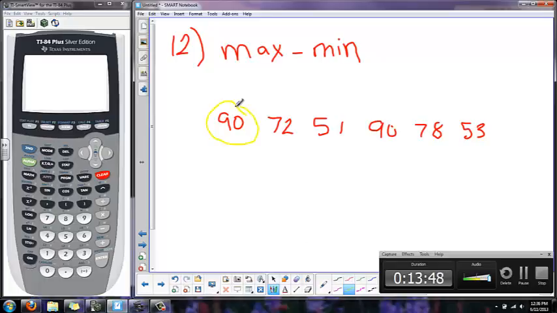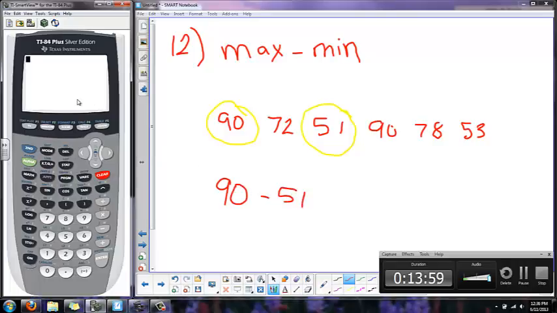So to figure out what your range is, I need the maximum number, in this case that's a 90, minus the minimum number, and in that case that's a 51. So to figure out your range, it's just 90 minus 51, and 90 minus 51 is equal to 39. And that is choice A.